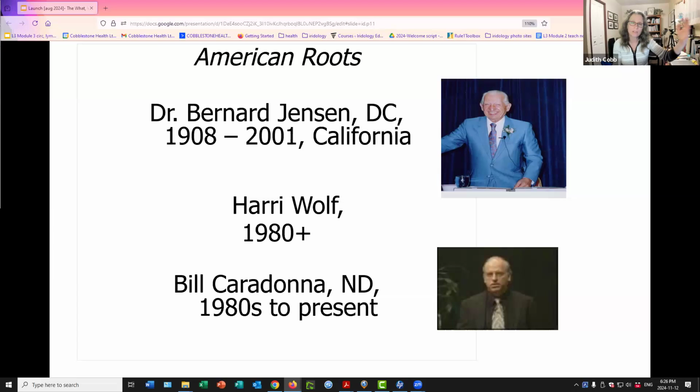But because the research from Germany was halted and couldn't come into North America, Bernard was not able to keep up with the changes as they came through. He did so much good for so many people, though, that we just love him and are grateful to him for having that tenacity to hold on to this and keep it going. Then we have Harry Wolff and Bill Cardona.